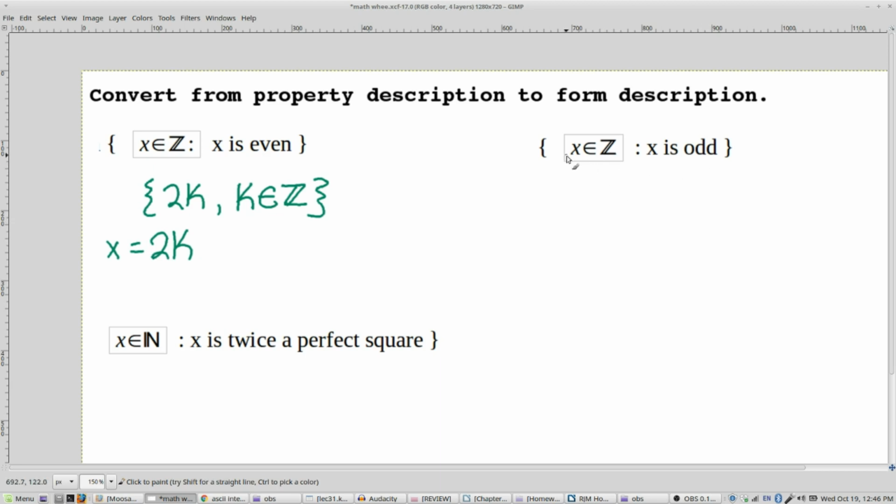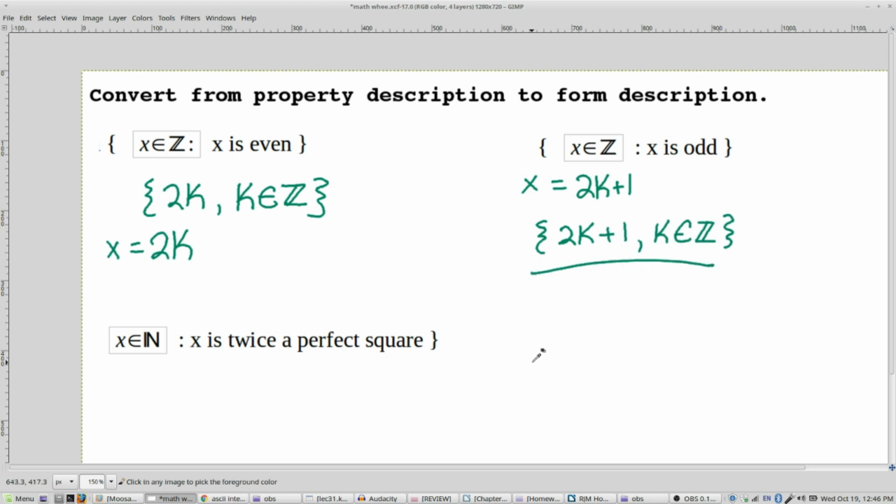Over here, x exists in Z, it's an integer, x is odd, so remember we have x can be 2k plus 1 as an odd, the definition of an odd integer. So we'll use that as our formula part, and again, explicitly specify that k is an integer, otherwise our whole definition of odd isn't going to work out. So this is the form description of that.